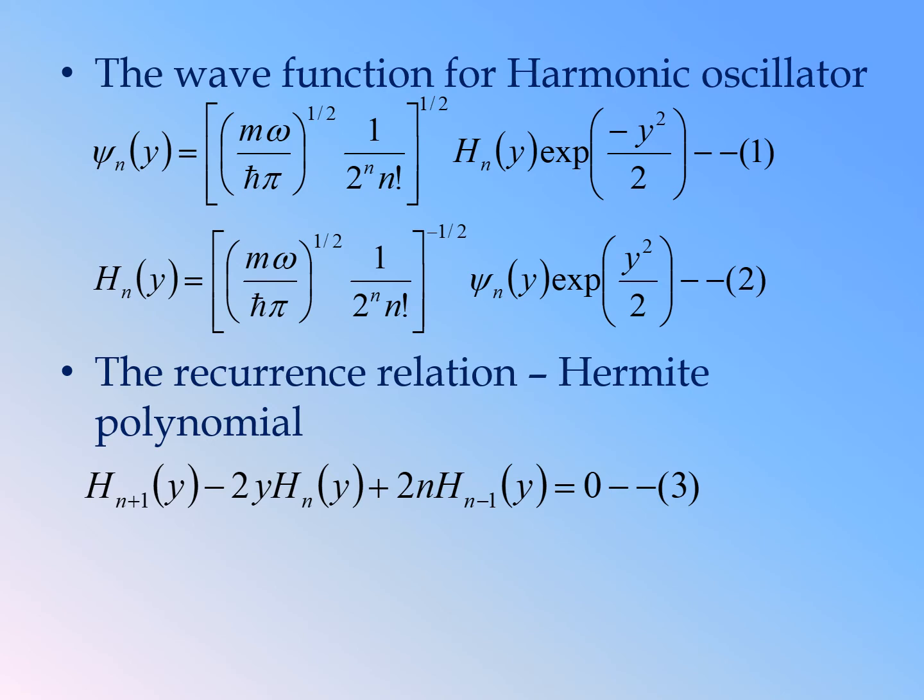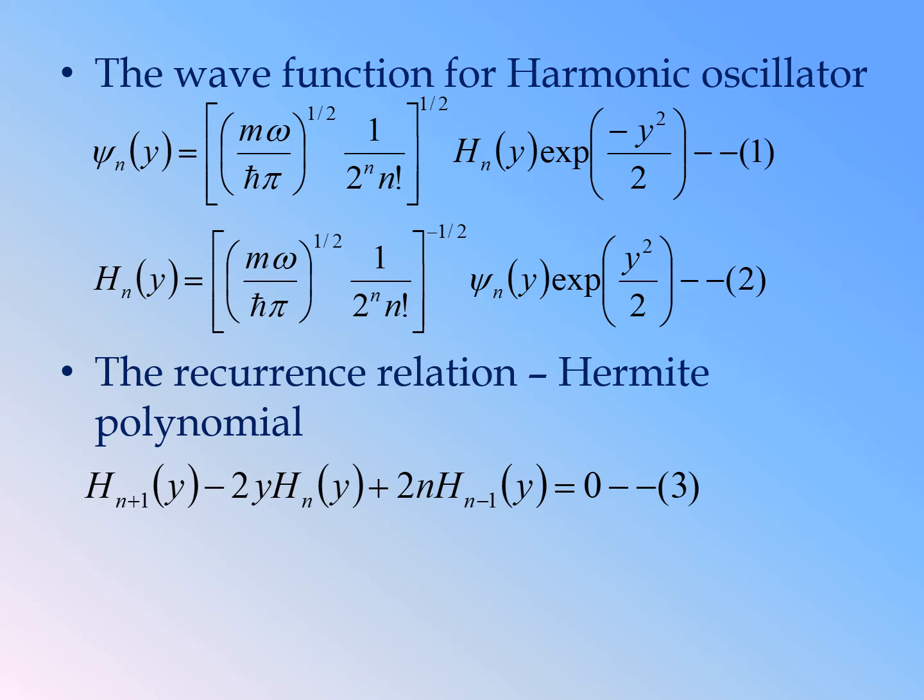Here H n of y is the Hermite polynomial, and you can write the Hermite polynomial from this equation as H n of y equal to (m omega by h cross pi) whole power half, 1 by 2 power n factorial whole power minus half, psi n of y exponential of y squared by 2. So this wave function is in terms of Hermite polynomials. To solve this problem, you take the recurrence relation corresponding to the Hermite polynomial.